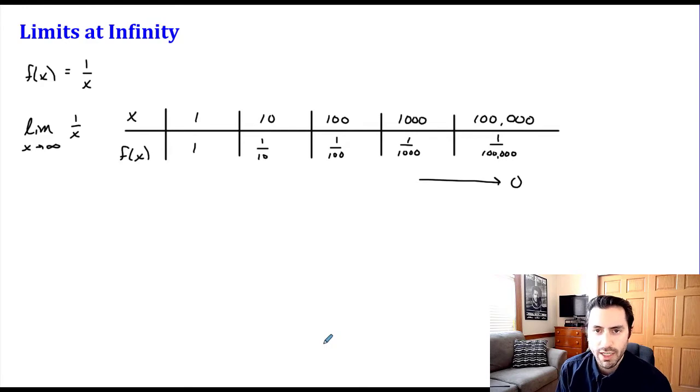So another way I can say this is I can get as close to 0 as I want as long as I can pick out an x value big enough. So you can give me something that's very, very close to 0, and I can find an x value that's big enough that will get me that close. We're never actually going to get to 0, but I can get sufficiently close enough to say that the limit is 0. So our limit as x approaches infinity of 1 over x is equal to 0.